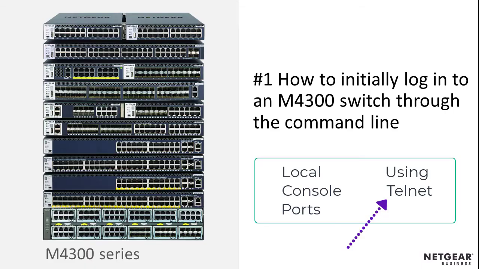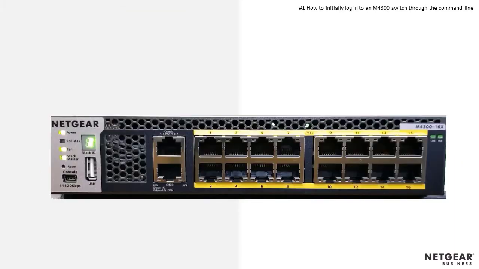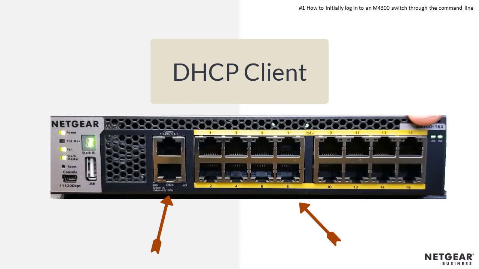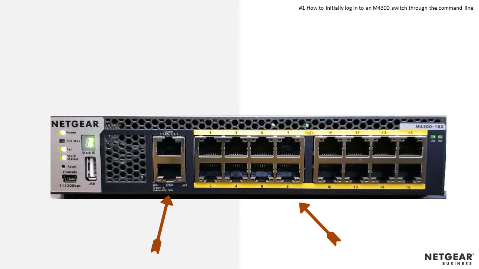Now, out of the box, if you want to go telnet, you can access the switch through the out-of-band Ethernet service port or through any in-band Ethernet network port. By default, the switch functions as a DHCP client on both sides, out-of-band and in-band Ethernet ports.